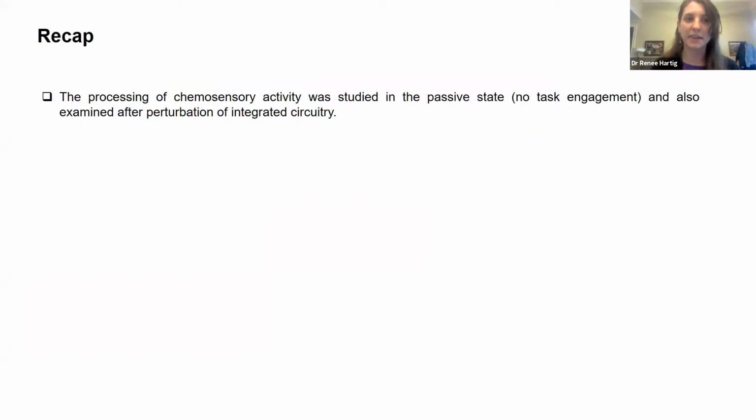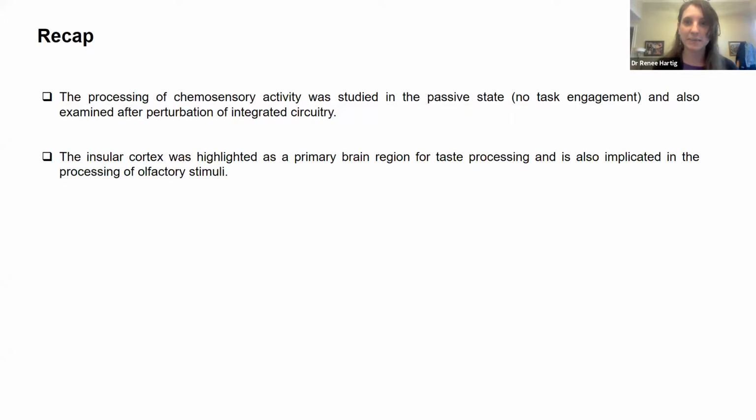The processing of chemosensory activity was studied here in the passive state, so no task engagement, and it was examined after perturbation of integrated circuitry, in this case with the oxytocin stimulation. The insular cortex was highlighted as a primary brain region for taste processing and is also implicated in the processing of olfactory stimuli.